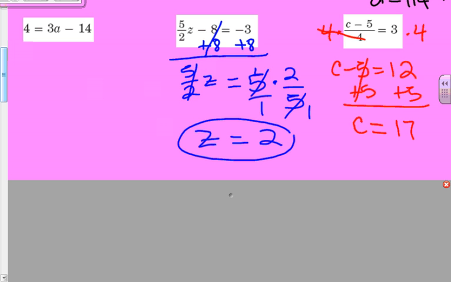And that's our answer. You guys are free to check these. Just plug it back in. 17 minus 5 would be 12. 12 divided by 4 is 3. They do check. It makes it really easy to know if you're correct.